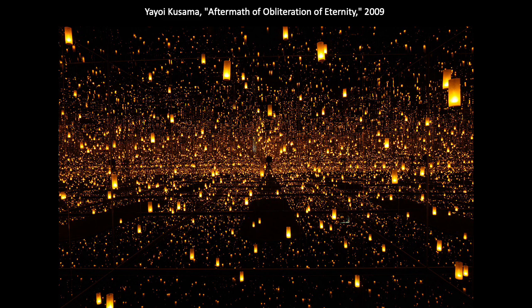These works, such as Aftermath of Obliteration of Eternity from 2009, are mirrored chambers of golden, glowing lantern shapes, or sometimes she uses other colors. And these appear to float on their own, sort of like ceremonial luminaries. These installations typically have a low platform on which the viewer stands while alone in the room with the mirrored door shut so that they are sort of surrounded by infinity.